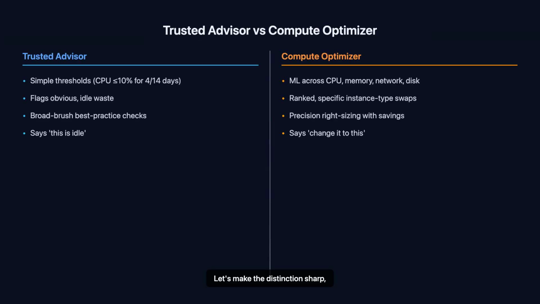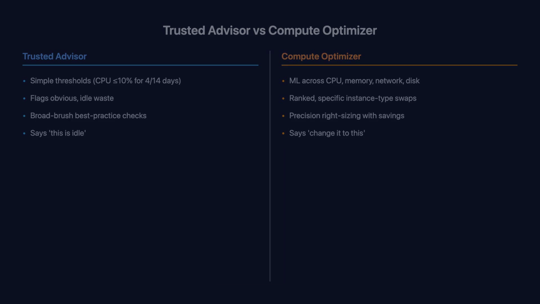Let's make the distinction sharp, because the exam leans on it. Trusted Advisor uses simple thresholds, like CPU at or below 10% for 4 of the last 14 days. It flags obvious idle waste with broad brush best practice checks. Its message is, this is idle. Compute Optimizer applies machine learning across CPU, memory, network, and disk, producing ranked, specific instance type swaps with projected savings. Its message is, change it to this. Trusted Advisor tells you something's wasteful. Compute Optimizer tells you the fix.